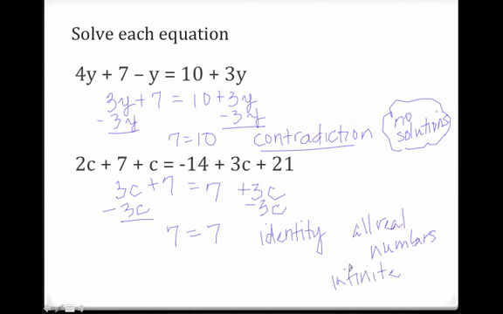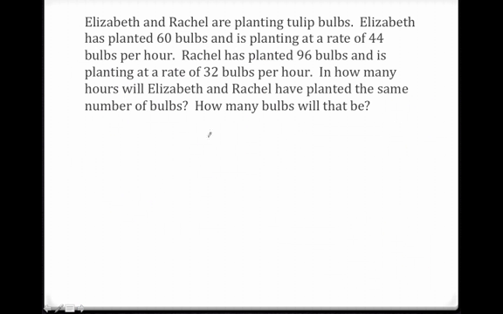So I have an infinite number of solutions. Okay, so I've got one real world problem that I want you to solve. Elizabeth and Rachel are planting tulip bulbs. Elizabeth has already planted 60 bulbs. So she started with 60 and she's planting at a rate of 44 bulbs per hour. Okay, so I'm going to say that X is equal to the number of hours that she's planting these bulbs. But on the other hand, Rachel's already planted 96 bulbs, so she's way ahead of Elizabeth, but she's only planting at a rate of 32 bulbs per hour.